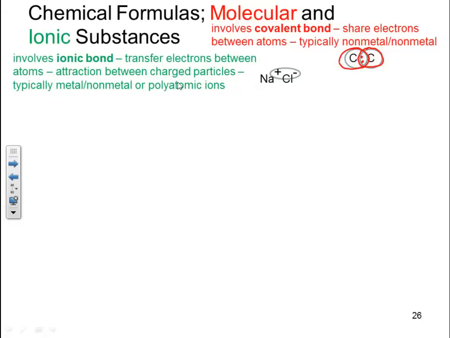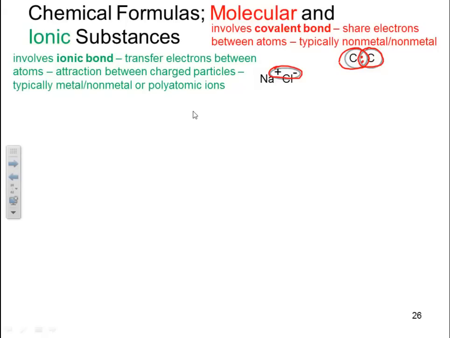An ionic substance involves an ionic bond. That's where we have a transfer of electrons between atoms. There's an attraction between the charged particles. This typically occurs with metals and nonmetals or polyatomic ions. So you have one species giving up electrons, something else taking on electrons, so you end up getting charged species, and it is the attraction of those charges that is the actual ionic bond.